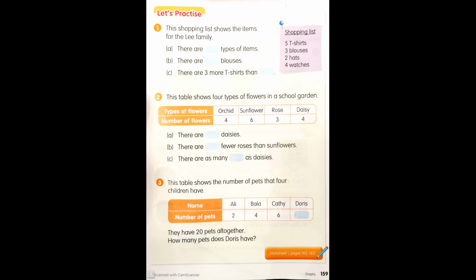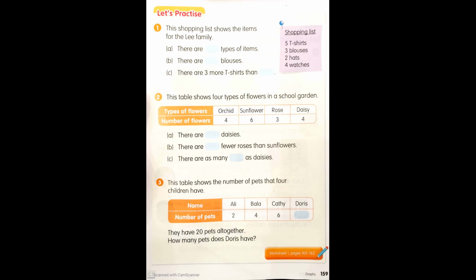C. There are 3 more t-shirts than... Right, look at the t-shirts. This is a bit challenging. So t-shirts, there's 5 t-shirts. So write down number 5, right? More than, we said, is minus 3. So put 5 minus 3, because they've put you number 3. So 5 minus, take away 3 equals, how many?